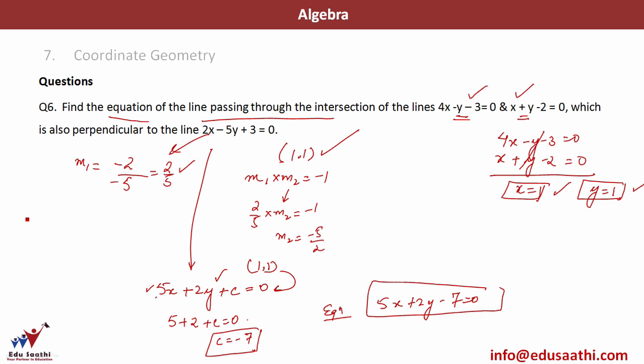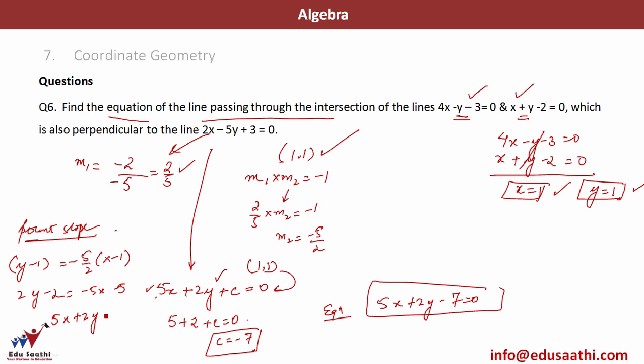Or you can follow the concept of point slope form to get to your answer. If I just follow the point slope form, it will be y minus 1 equals minus 5 by 2 into x minus 1. So this will be 2y minus 2 is equal to minus 5x plus 5. So this will be 5x plus 2y minus 7 equals 0, which is the same that I found without using the formula.